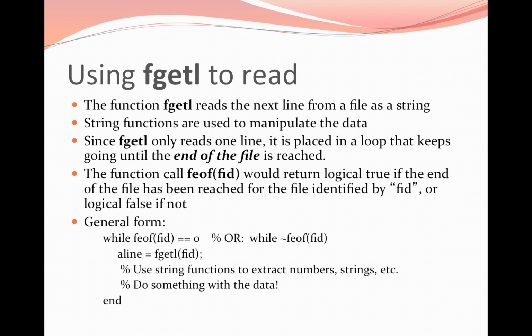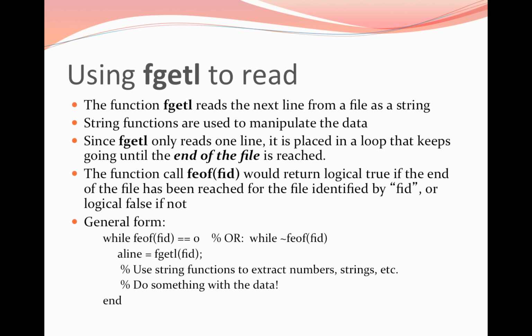So how do we know that? There's a built-in function called feof, short for end of file, to which you pass a file identifier, and it will tell you whether you're at the end of that particular file or not. So feof will return logical 1 for true if the end of the file has been reached, or logical false if not. So there are basically two ways that we could specify the condition in the while loop. We can say while feof of our file identifier is equal to 0, so while it's false that we're at the end of the file.